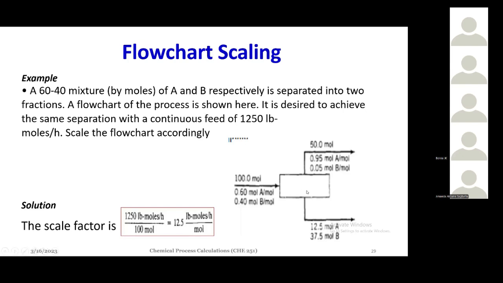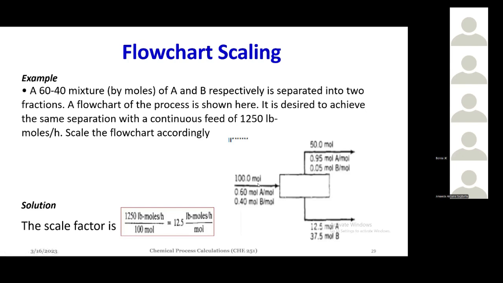So you have 100 moles entering the separator. It's separated into two fractions, upstream and downstream. It is designed to achieve the same separation with a continuous feed of 1250. So let's say our first problem is we have 100 moles of both A and B as a mixture, and then it enters the separator.